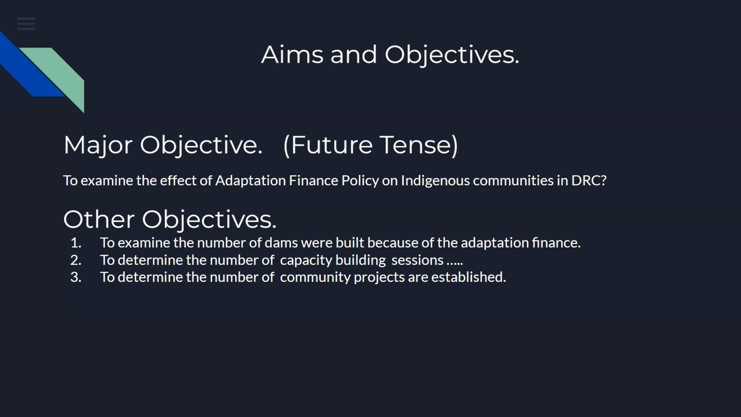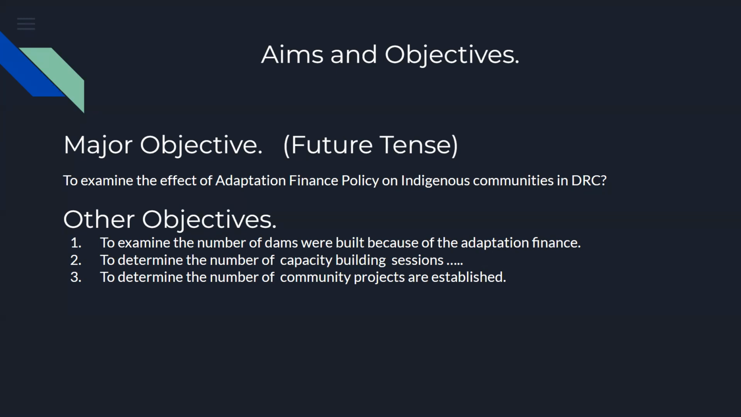For instance, if our topic was examining the effect of adaptation finance on indigenous communities in DRC, the objective becomes to examine. The major objective is derived from the topic: to examine the effect of the adaptation finance policy on indigenous people in DRC. So to add the future tense, you can say the major objective of this project proposal will be to examine, because it's something that you're proposing that will happen. So that's how a major objective is stated.